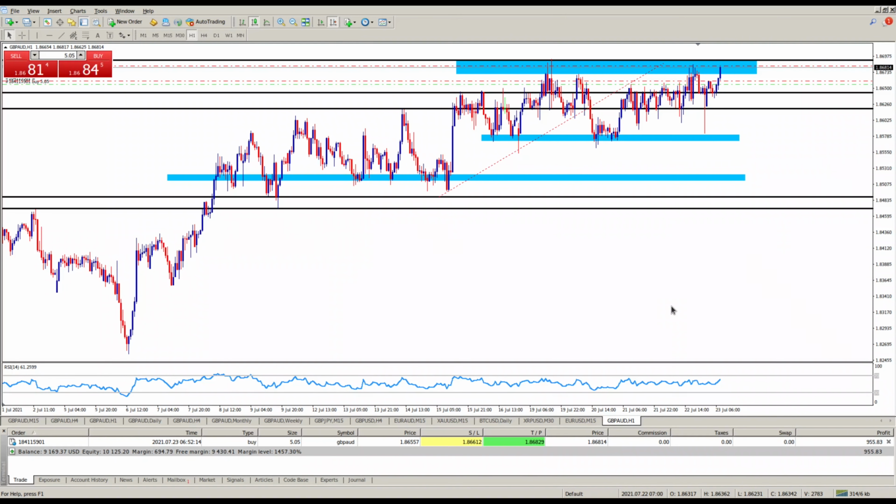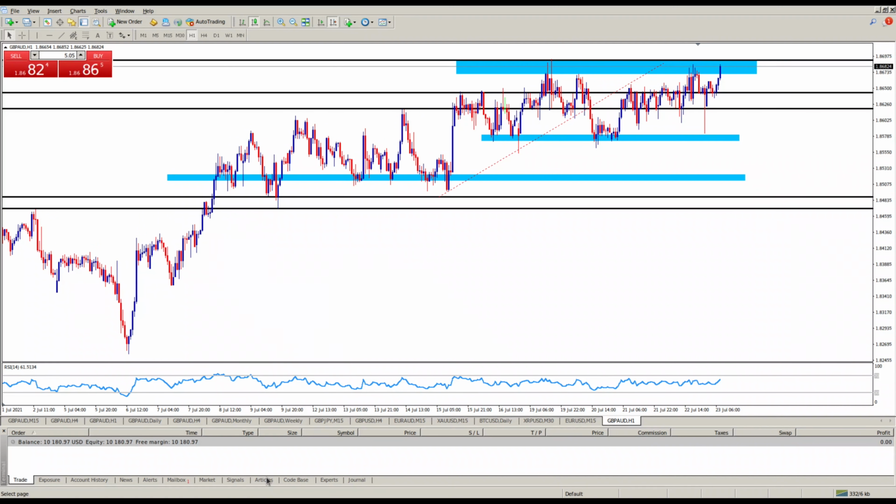Okay, guys. Welcome back. As you can see, we're just in time to see this hit take profit, and when it does, price is going to be well above. Oh my God.